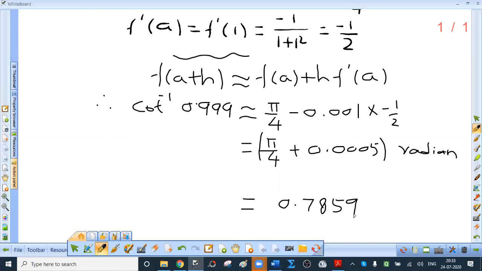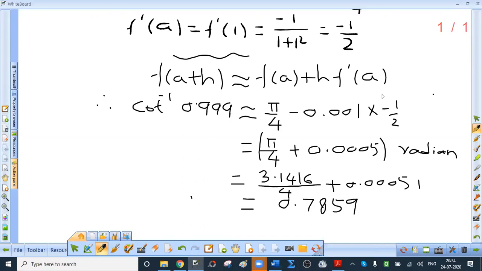0.7859. Why? See, pi by 4. What is pi? I can take pi as 3.1416 upon 4 plus 0.0005. So if you simplify this, then you get 0.7859.